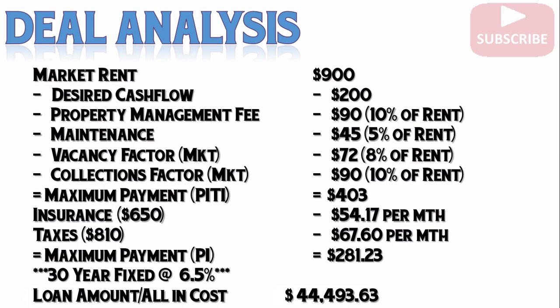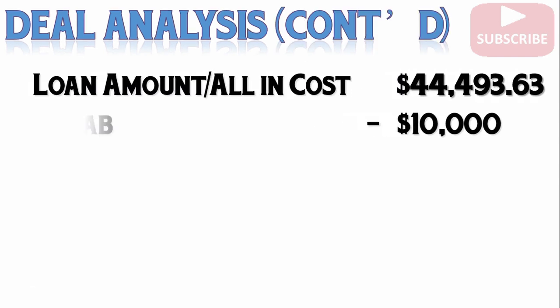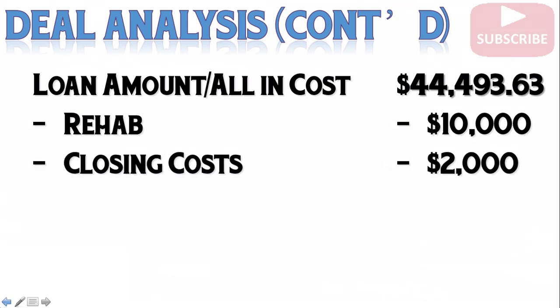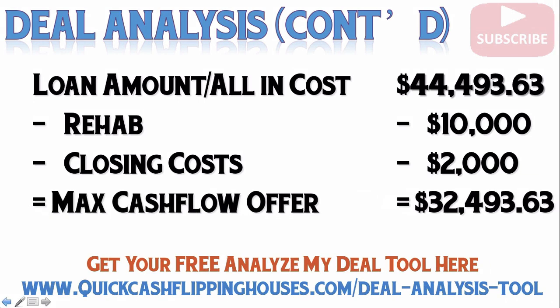property. I haven't accounted for closing costs and those couple pieces. So what I will then do is I'll take this loan amount or all-in cost. I will subtract my rehab, which is $10,000. So I subtract my rehab of $10,000, and I will also subtract my closing cost on that deal, which is $2,000. And after you subtract that, that gives me a maximum cash flow offer of $32,493.63. With this offer, that's going to be my maximum offer I can make to make a $200 a month cash flow after accounting for all of those expenses.